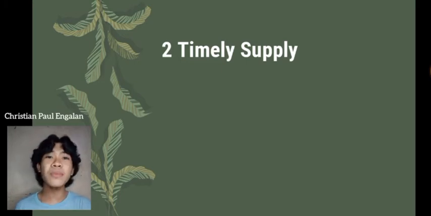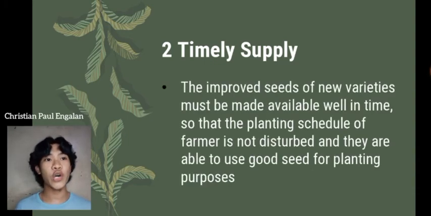Di ba, some of the farmers experience supply shortage. So the improved seeds of new varieties must be available well in time so that the planting schedule of farmers is not disturbed and they are able to use good seed for planting purposes. Like for example, di ba, some of the farmers cannot produce their own seed supply. So ang uban is nag-angkat pa sila og mga supply for planting.